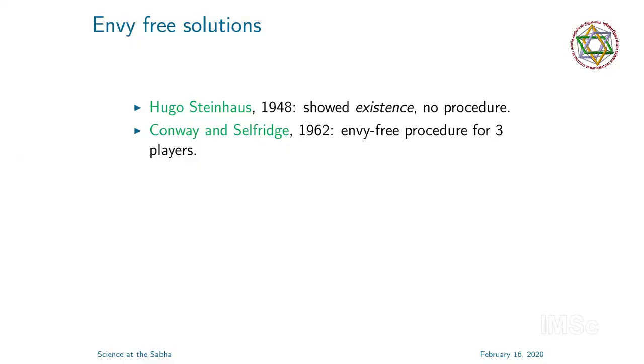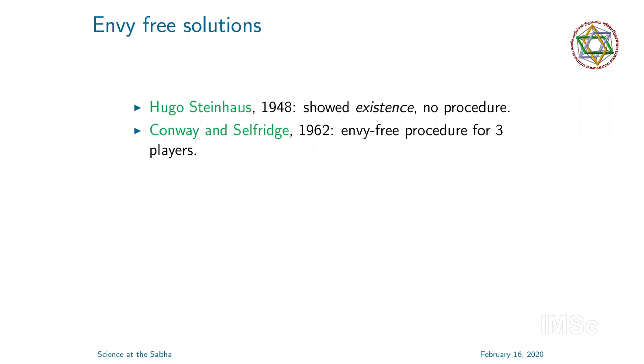It's a nice application of what is called the Borsuk-Ulam theorem. A beautiful one. The very mathematization of a problem like this is extremely interesting. But then, being a good mathematician, he said, there exists a solution, go find it, right? And of course, how to actually come up with a procedure even for three people was not clear until 1962, when Conway and Selfridge gave a procedure for three players.